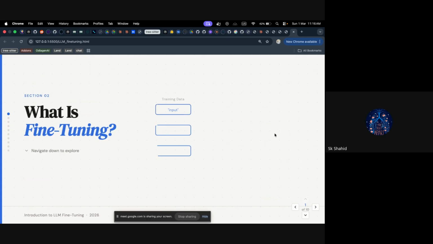Okay. Now that we understand that all of these problems can be solved via fine tuning, we really want to understand what fine tuning itself is, what the model weights look like, and how exactly fine tuning works.